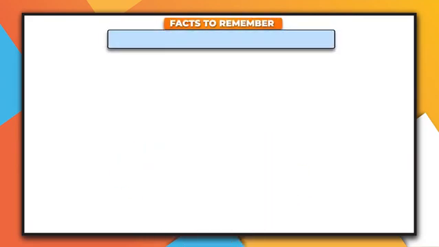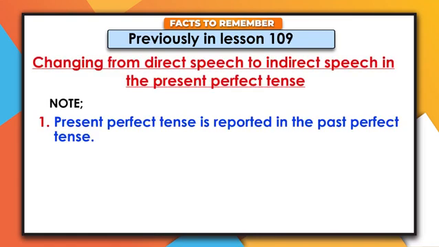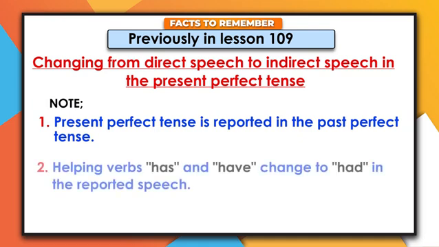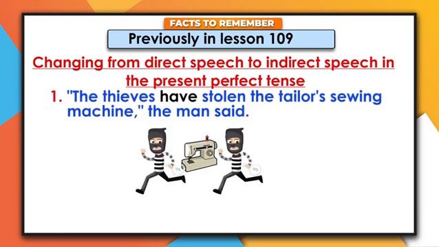lesson video number 109. In that lesson video, we learned how to change sentences from direct speech to indirect speech in the present perfect tense. And I emphasized that the present perfect tense is reported in the past perfect tense. Another emphasis I also made was helping verbs has and have. For them, they change to had as we are reporting. Let's get this clearly using the examples I have brought for you.